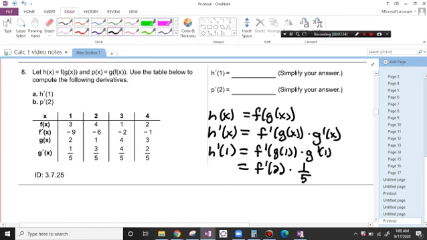Well, now, what is f prime of 2? F prime of 2 is -6. -6 times 1/5 is -6 over 5.